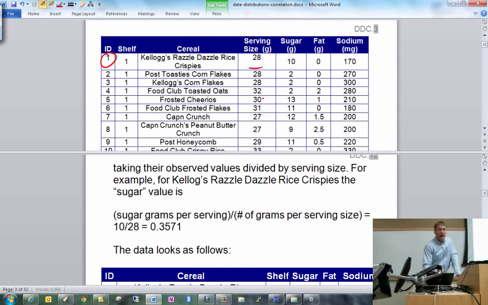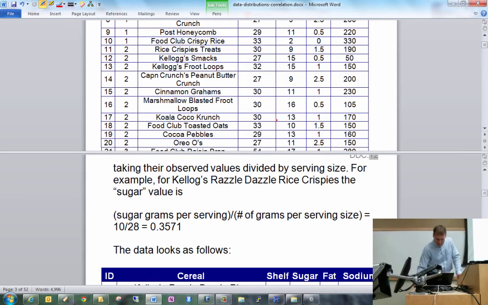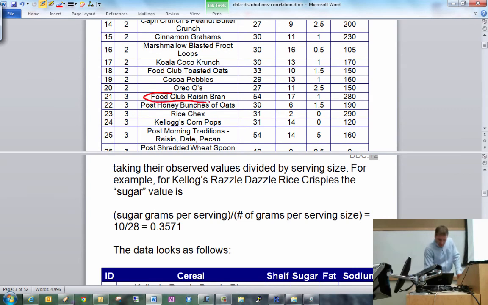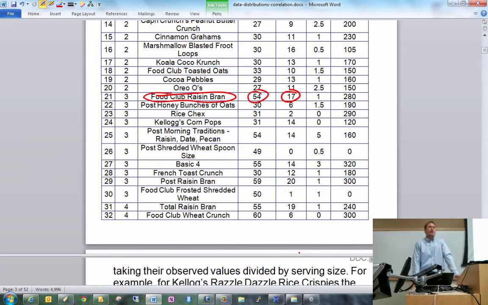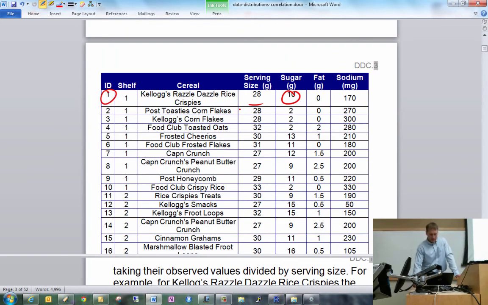So, for example, observation number 1, serving size 28 grams. This just comes from the side of the package that shows what the serving size is, and there's 10 grams of sugar. Well, let's go down to Food Club Raisin Bran, observation 21. It has a serving size of 54 grams, and 17 grams of that is sugar. Does that mean then that Food Club Raisin Bran has a lot more sugar in it than Kellogg's Razzle Dazzle Rice Krispies? No. You have to take into account the serving size.